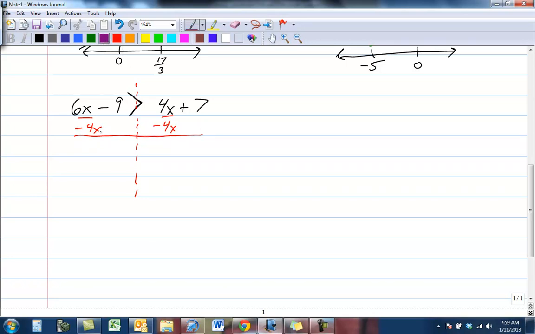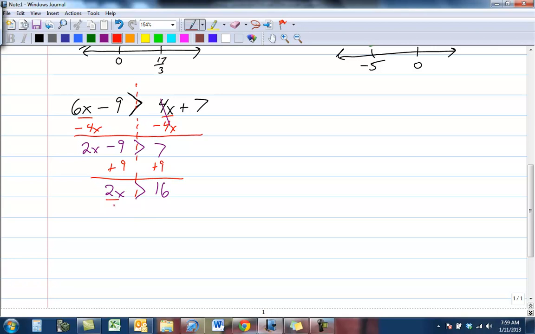So now we got 6x minus 4x is 2x minus 9 is greater than, the 4x's cancel, greater than 7. So now what? That's right, we're going to add 9 to both sides. So now we got 2x, because the 9's cancel, is greater than 7 plus 9 is 16.